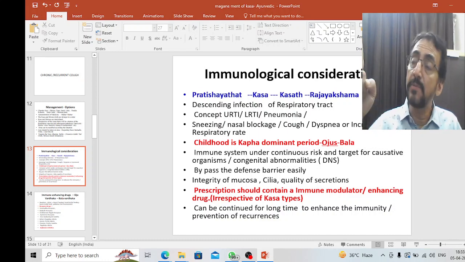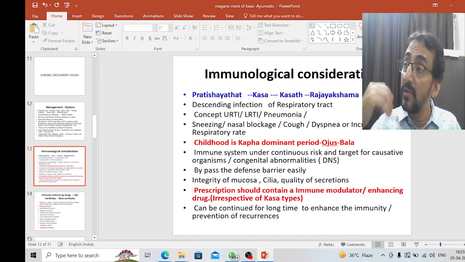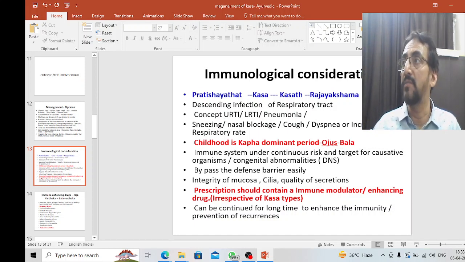Therefore, one prescription in your Kasa patient is Vatanulomana Chikitsa, and the second prescription for a Kasa child should be an immunomodulatory drug. If the child's immunity is good, then an upper respiratory tract infection cannot be converted into a lower respiratory infection, and the lower cannot be converted into parenchymal disease. Kasa cannot be converted into Rajayakshma. So immunity has to be protected, and your prescription should contain an immunomodulatory or immune enhancing drug, what we call in Ayurveda Ojas. Ojas as well as Kapha are both considered with the concept of immunity in Ayurveda. One is local immunity and another is generalized immunity. Now, the immune system is under continuous risk and is a target for causative organisms.